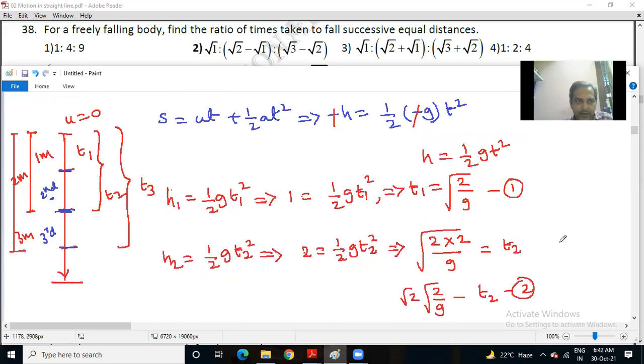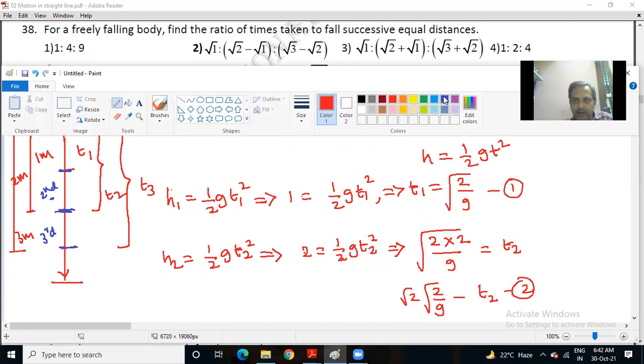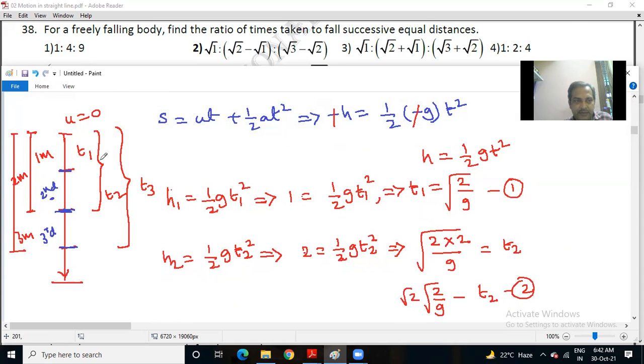But what we require is the time interval to travel successive equal distances. So we require this time interval. So it means that is T2 minus T1. We require this time interval. So to get this time interval, from T3, you subtract T2. So you call this T3 dash. You call this T2 dash.